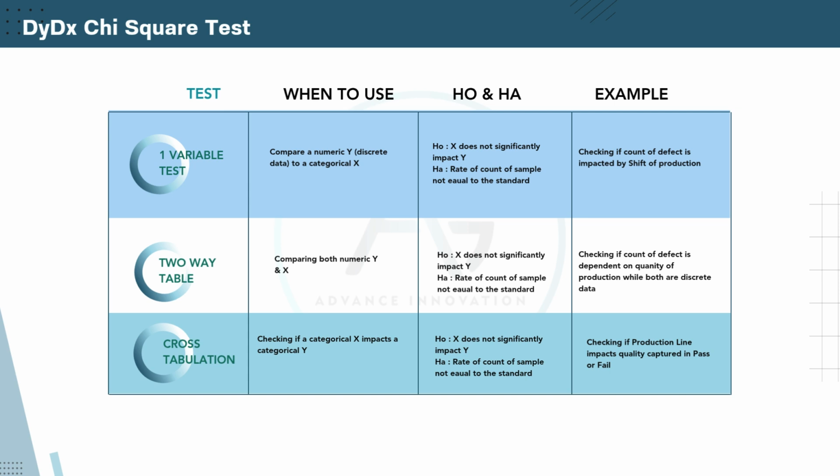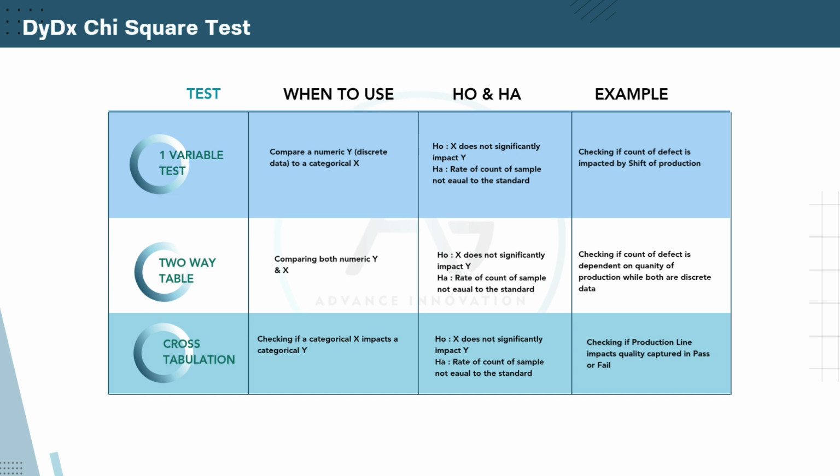This slide summarizes the 3 main variants of the chi-square test that we use depending on the types of variables, numeric or categorical, for both Y, output, and X, input. Let's walk through each of them. 1. One variable test. Goodness of fit test.